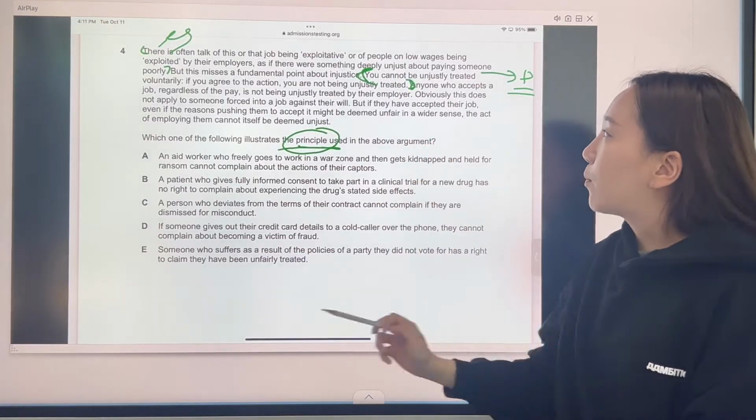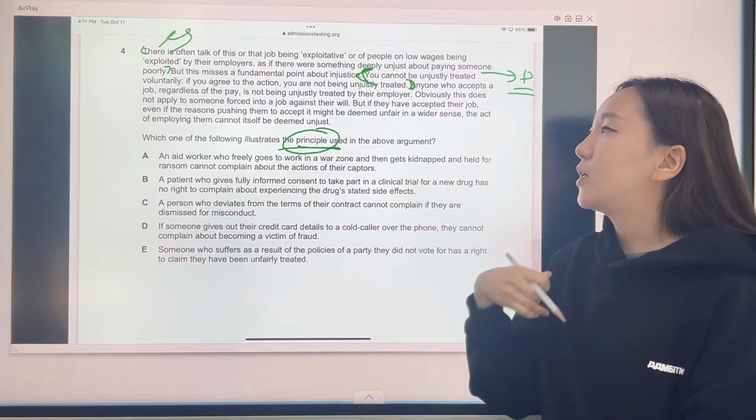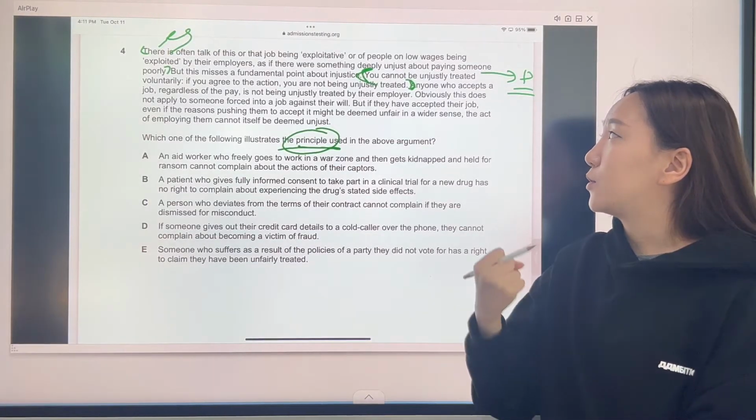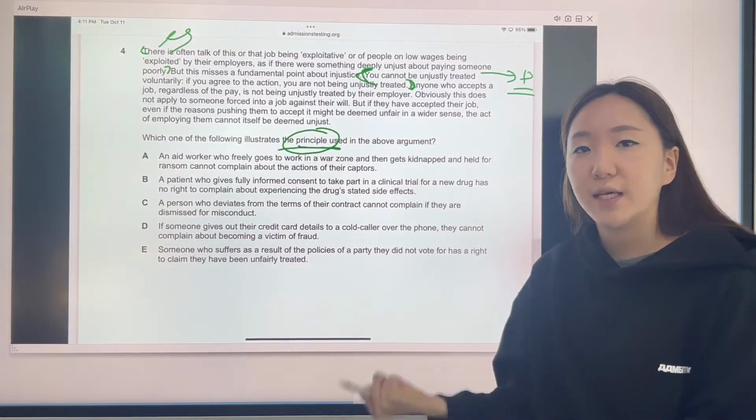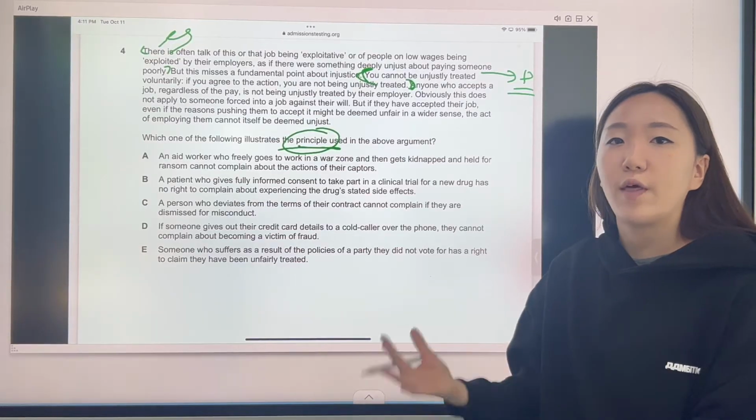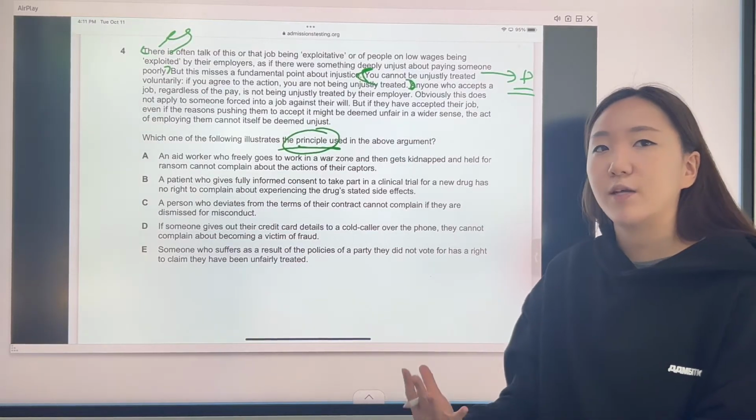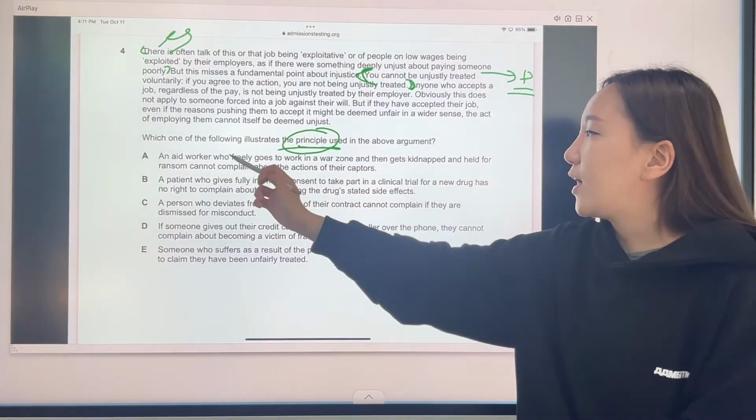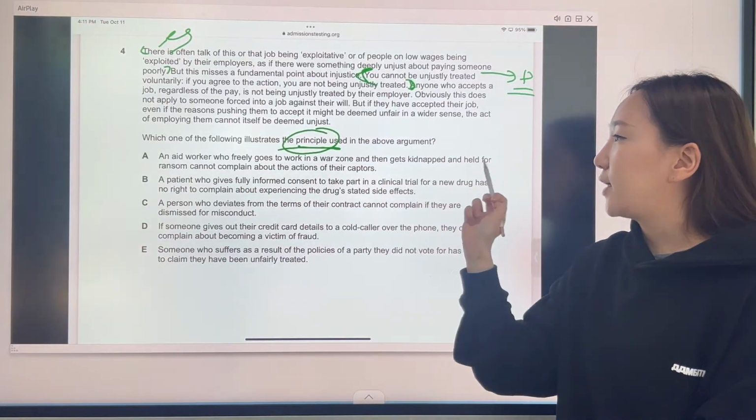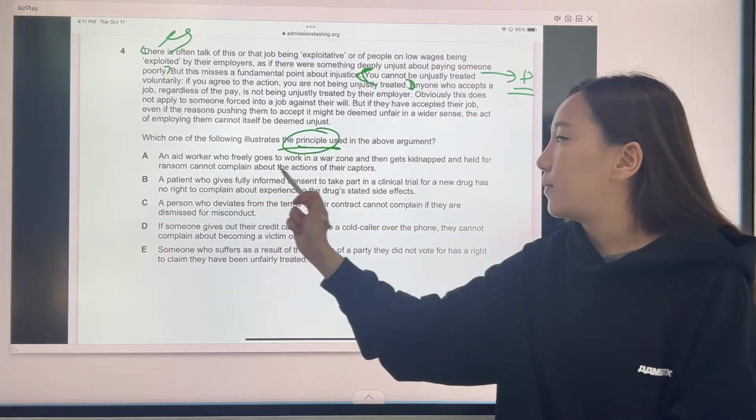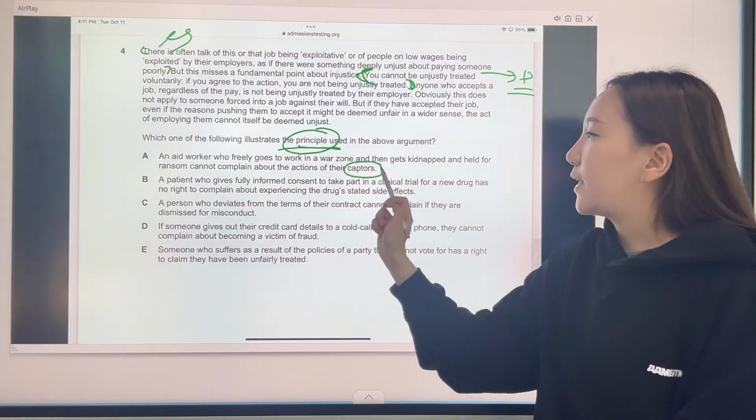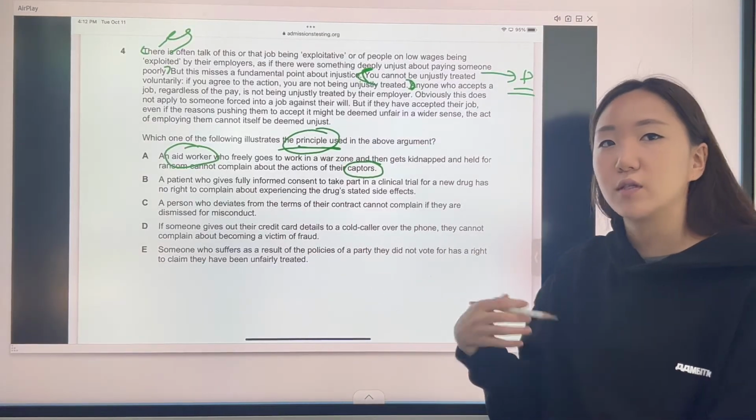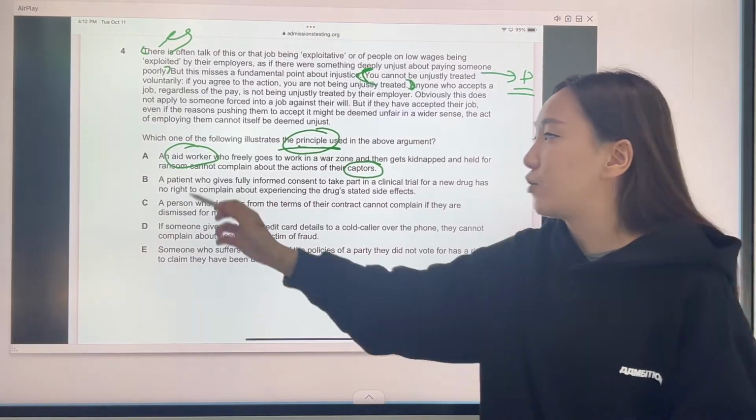So we have to look for somewhere where somebody has voluntarily agreed to an action, and then there is some sort of result in treatment, but it's something that they should have known or that they had signed up for. So there has to be an agreement between employee and employer, between the two. So an aid worker who freely goes to work in a war zone and then gets kidnapped and held for ransom cannot complain about the actions of their captors. Obviously, captor and aid worker have no such relationship. This is not as a result of a contract or something that was agreed upon.